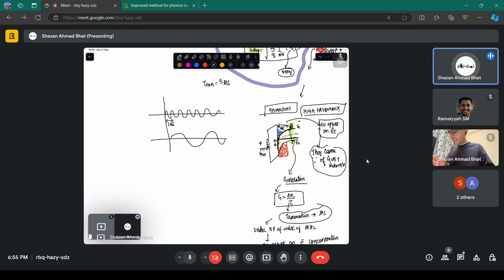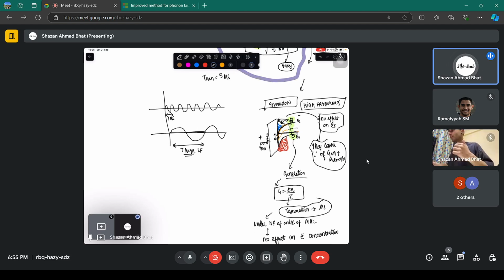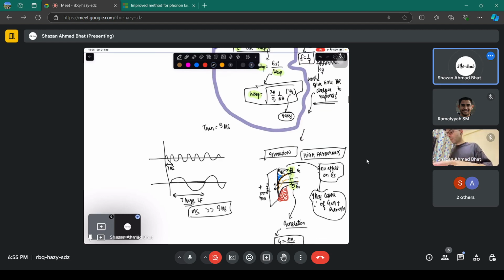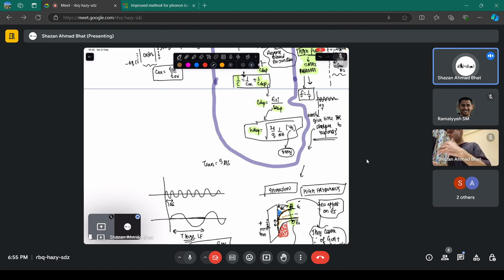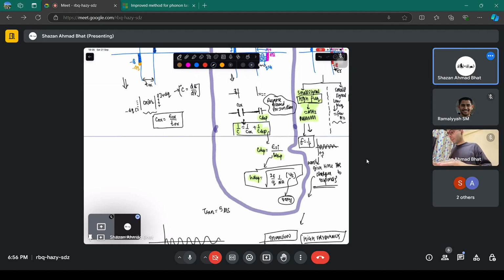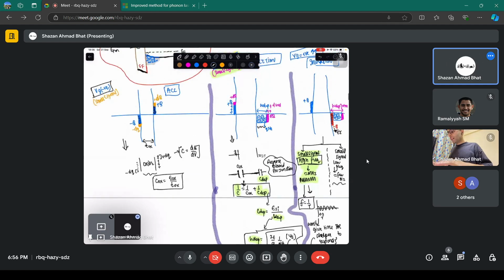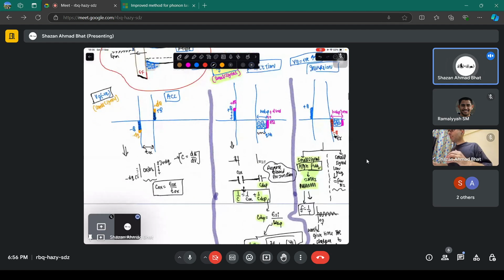But for this case, let's say this is a low frequency signal. That means this is a huge time period, and it will give enough time for the generation to happen. Let's say this is milliseconds, so this is much greater than 5 microseconds. That means you have given enough time for the generation to occur. So that's why under high frequency and low frequency, these two particular scenarios happen. And that is why under accumulation and depletion, this does not happen.